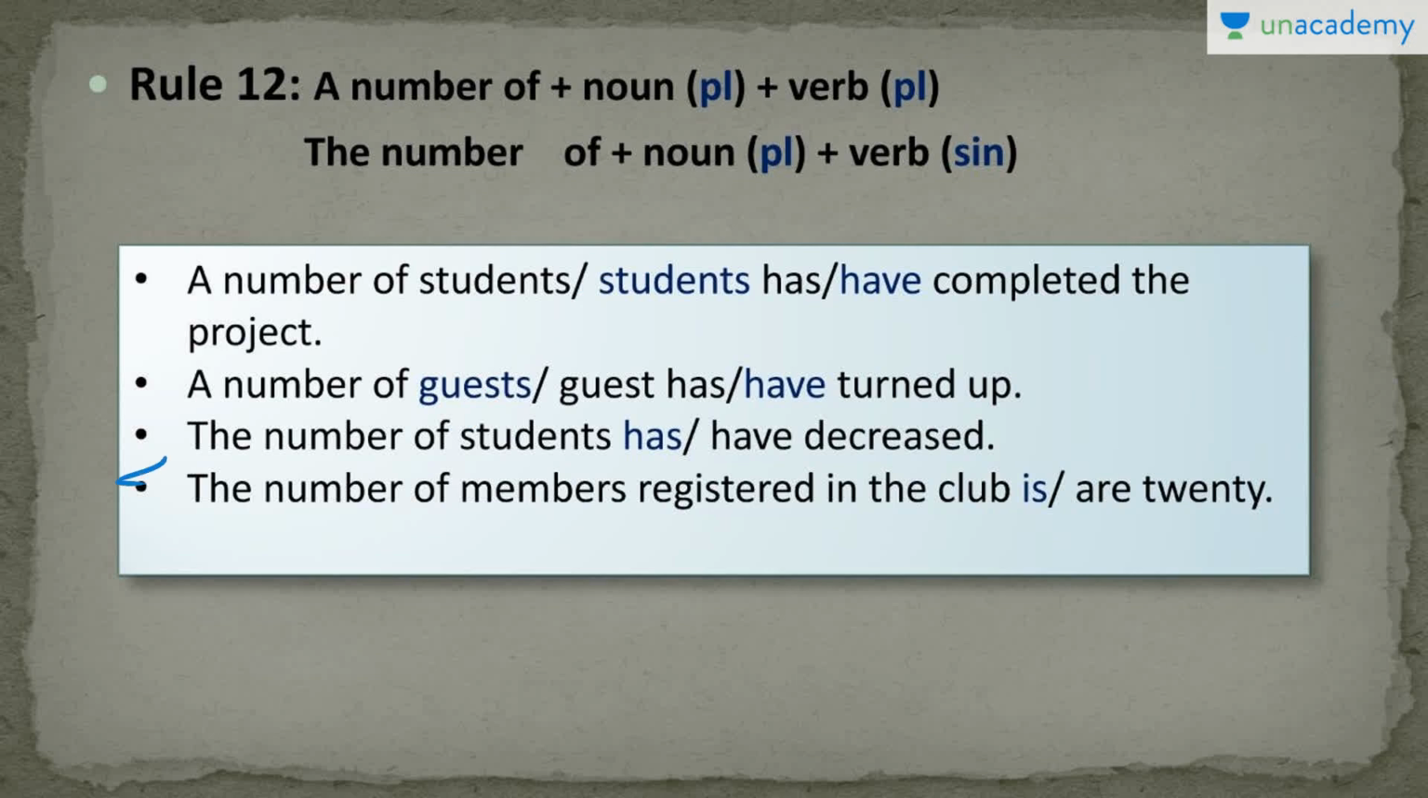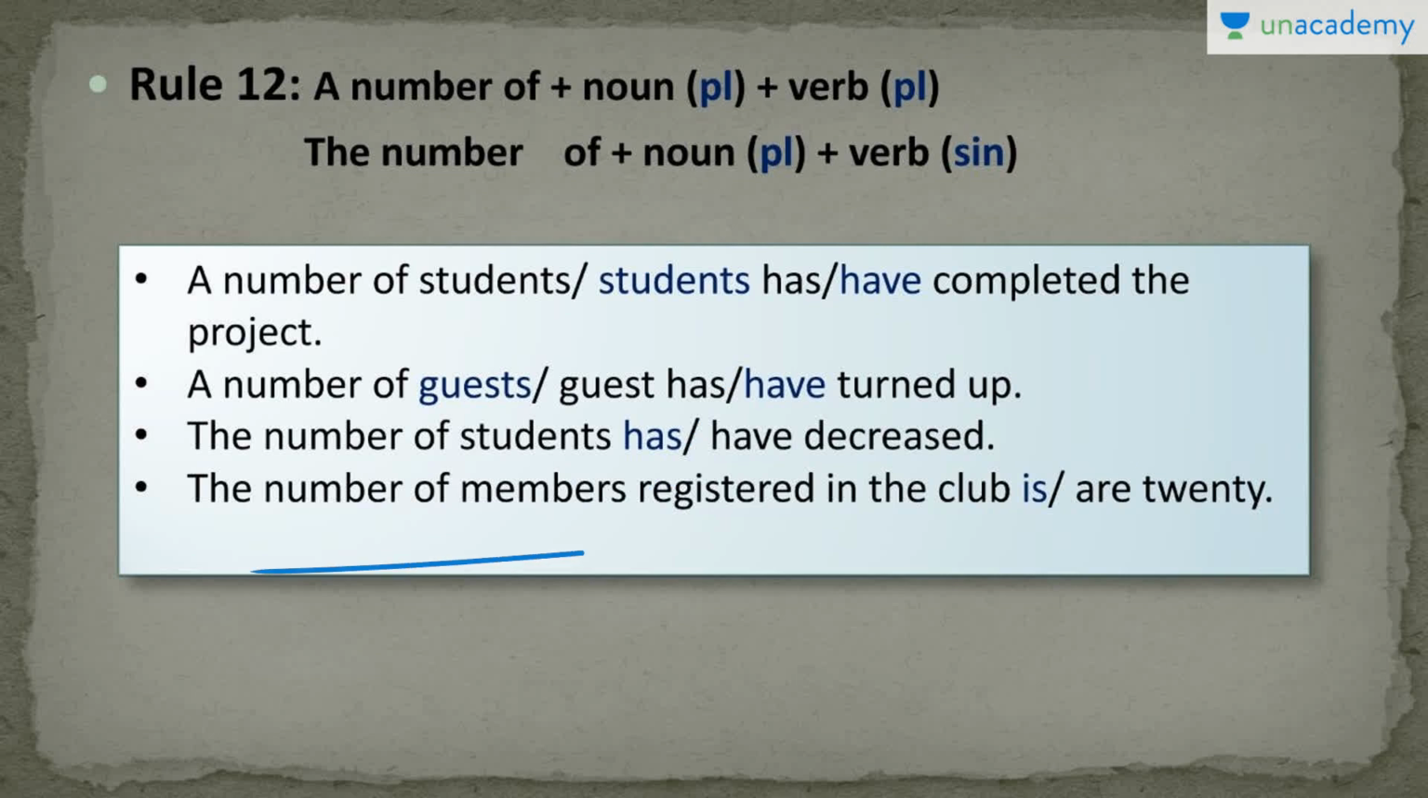Next sentence: the number of students has or have decreased. Now I know the phrase the number of is followed by a plural noun and a singular verb. So after the number of, I have written students, but the verb has to be singular, so I will choose has, and the correct sentence would become: the number of students has decreased.